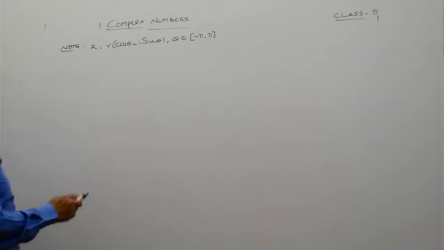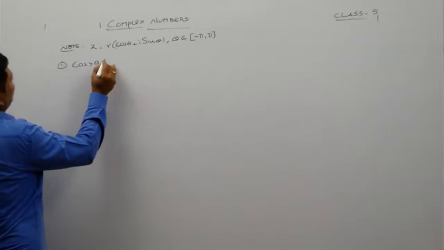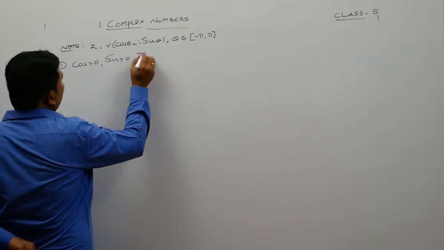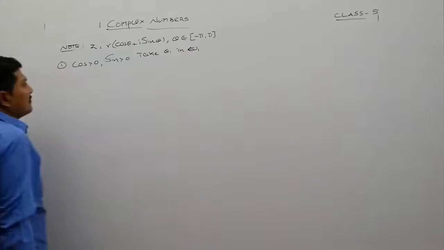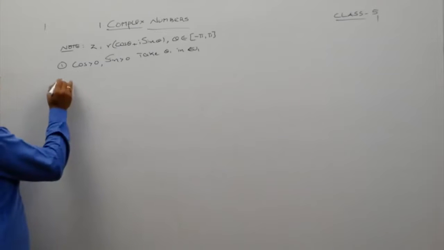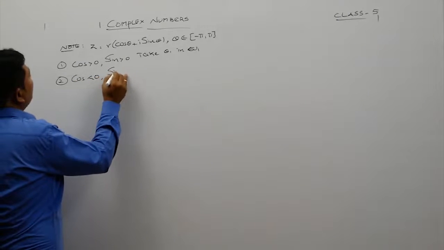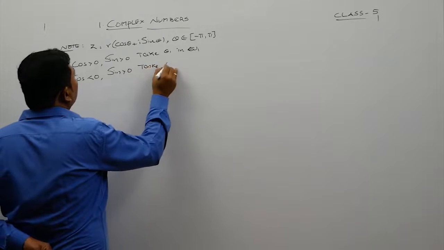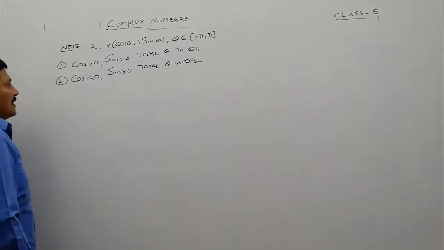Now let's see. First point, cos is positive, greater than 0, as well as sine is positive. So take theta in first quadrant, because we know that every trigonometric function is positive in first quadrant. And comes the second one, cos is negative and sine is positive, and take theta in quadrant 2. So here comes a little confusion.